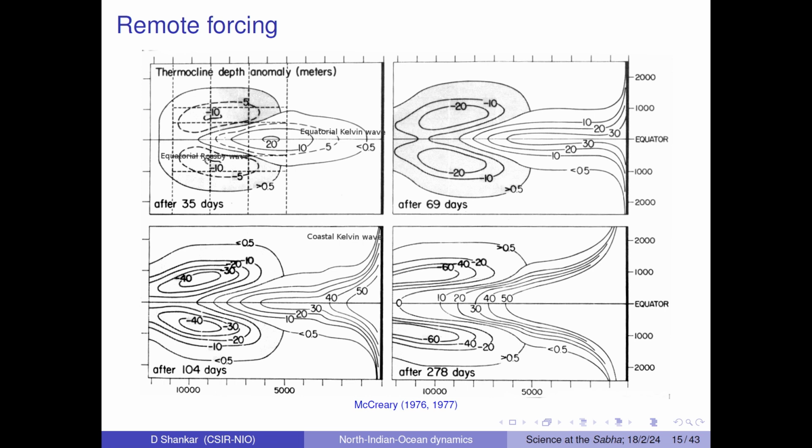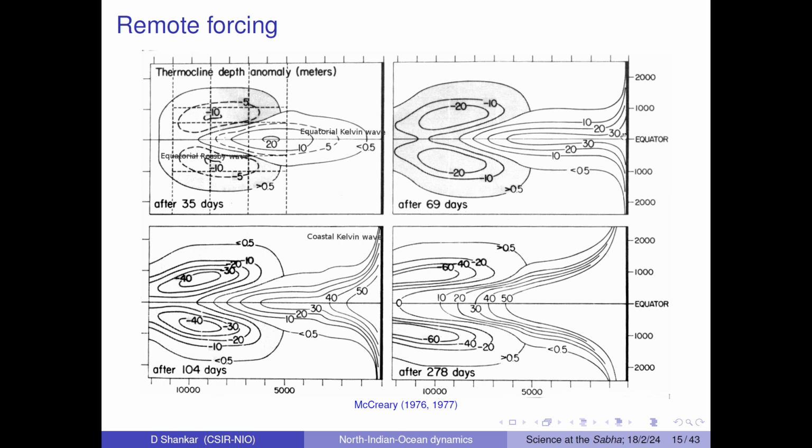So what is the response? The response is not limited to where that wind blows. After 35 days, this is sea level, you can see a wave going eastward along the equator, and it's almost reached the eastern boundary. This would be Peru if this is the Pacific, and this side would be Papua New Guinea. There's another wave that goes westward, it goes slower. So this is after 35 days.